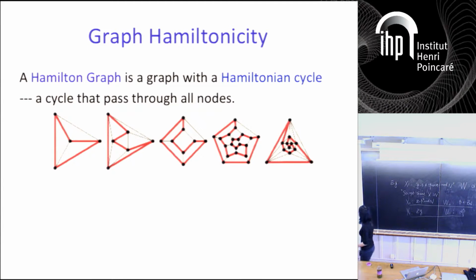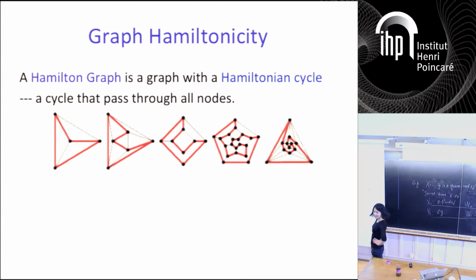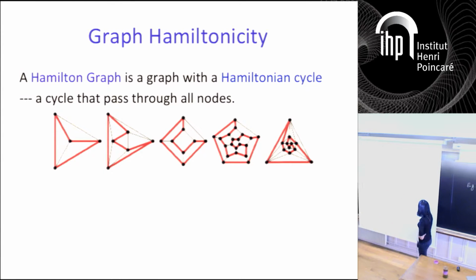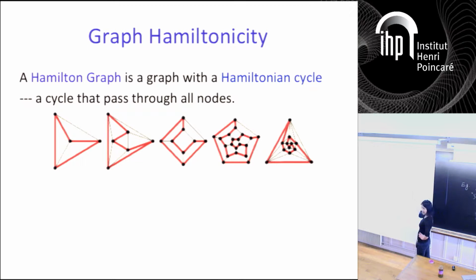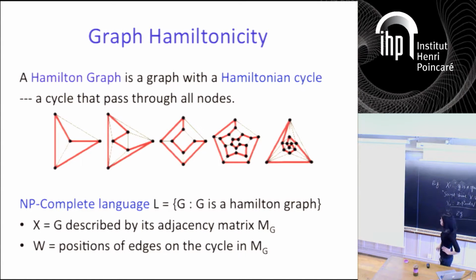So what is this language? It concerns those graphs which are called Hamilton graphs. It's a graph that contains a Hamiltonian cycle. What is a Hamiltonian cycle? It is a cycle that goes through all nodes in this graph. In all those example graphs, the red cycle in particular goes through all nodes and hence is a Hamiltonian cycle. So this is an NP complete language which contains all those graphs which are Hamilton graphs.